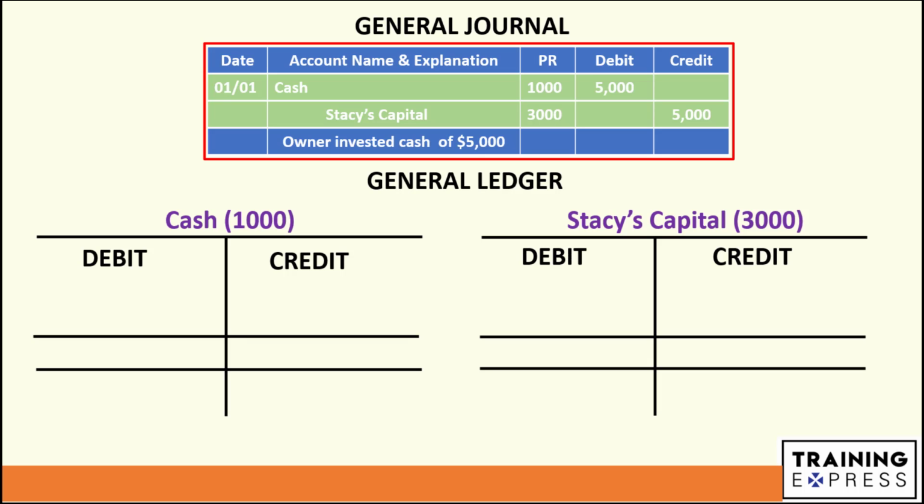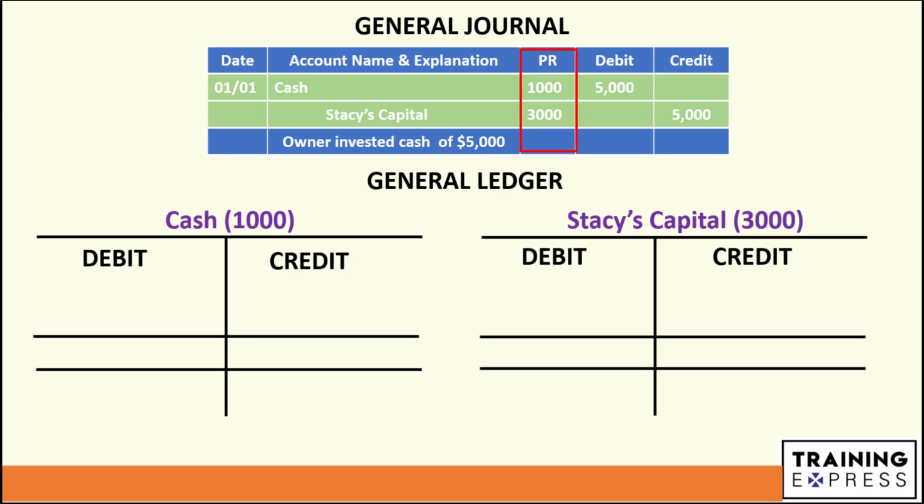Before the debit and credit column, you can see there is a PR column, posting reference. In the posting reference column, we will write the account number of the account which is being debit or credit. So here you can see cash is a debit, so we will write the cash account number which is 1000. Stacy's capital is credit, so we will write the account number of Stacy's capital 3000.